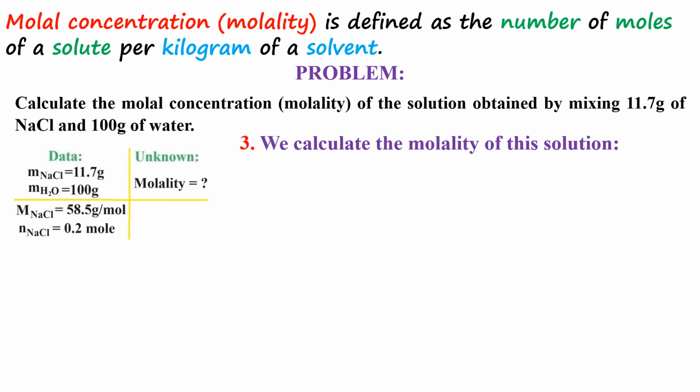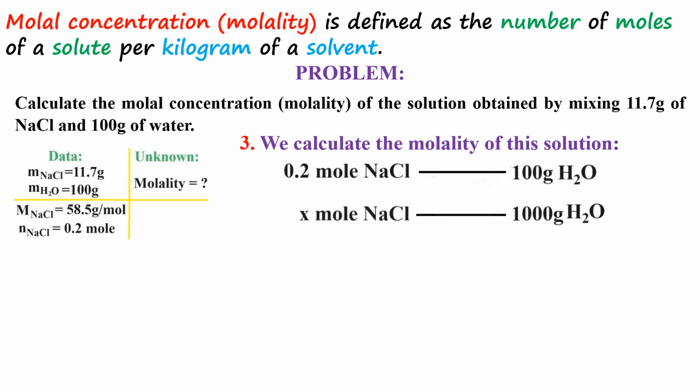Now we move on to final step, step 3. We calculate the molality of the solution. We know that in our beaker we have 0.2 mole of solute in 100 grams of water. To get the value of molality, we have to calculate how many moles of solute is in 1 kilogram, so in 1000 grams of solvent, in our case water.